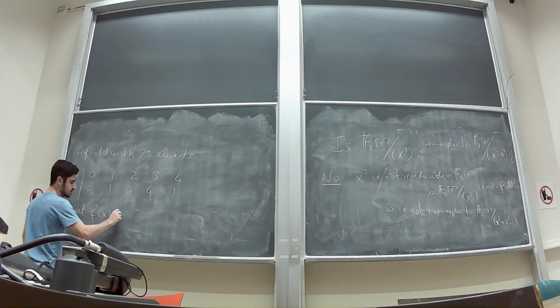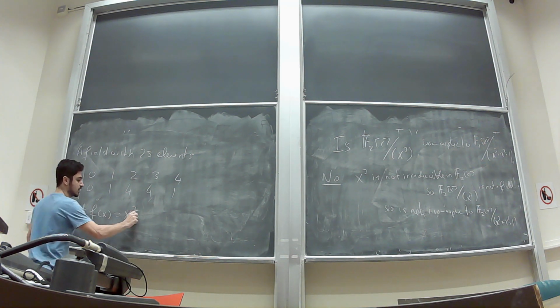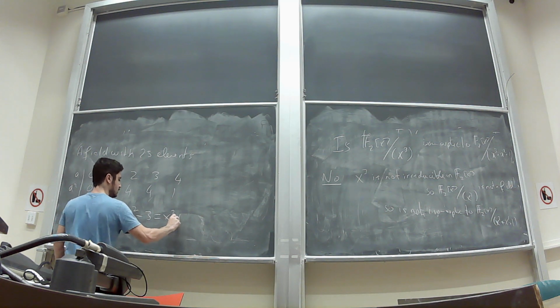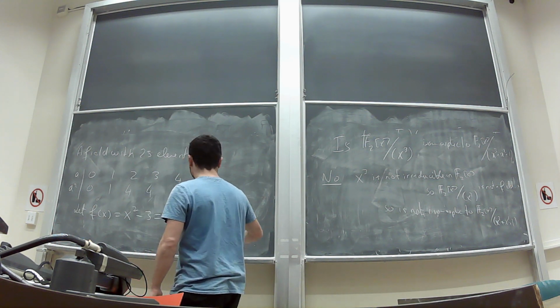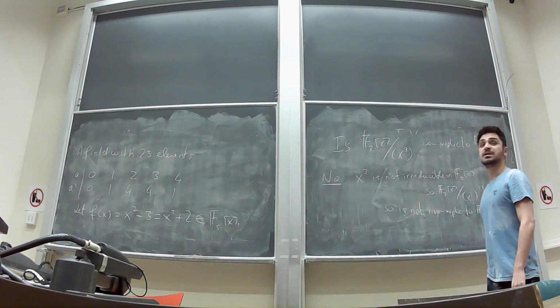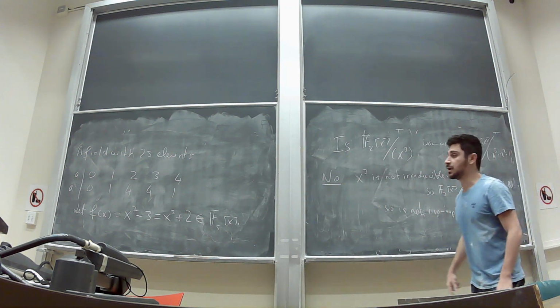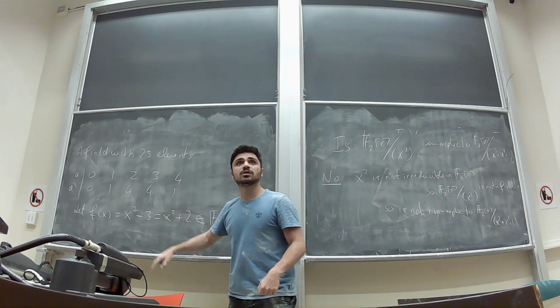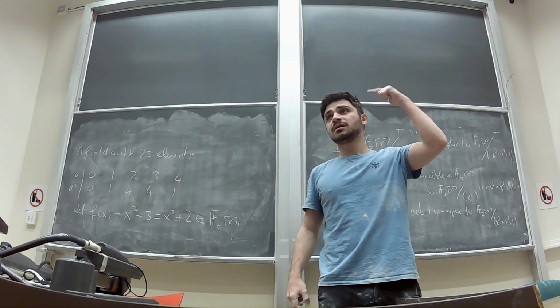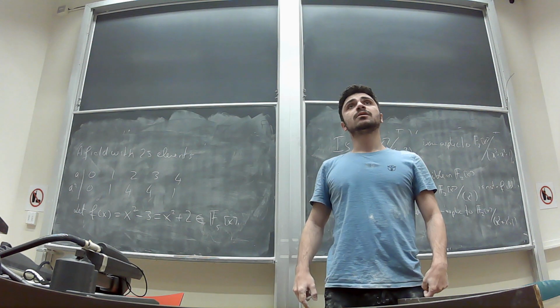Let f of x be equal to x squared minus 3 in F5 of x. Is 3 a square modulo 5? Can you find an element whose square is 3 in F5? What are the possible squares in F5? 0, 1, and 4. You agree or not?